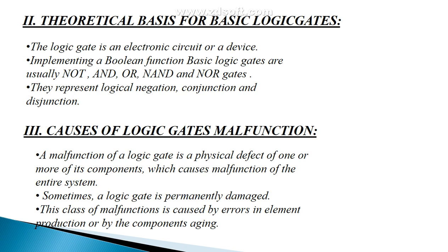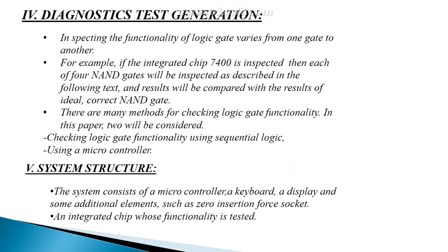Number three, causes of logic gates malfunction. A malfunction of a logic gate is a physical defect of one or more of its components, which causes malfunction of the entire system. Sometimes a logic gate is permanently damaged. This class of malfunction is caused by error in elements production or by the components aging.